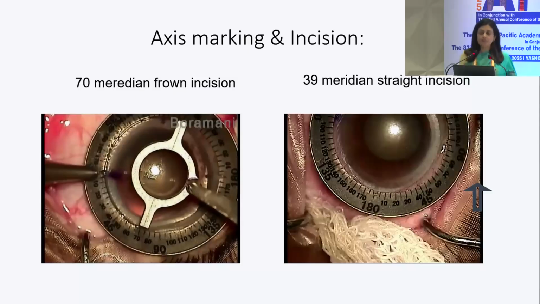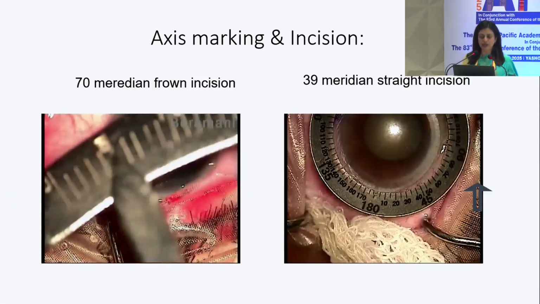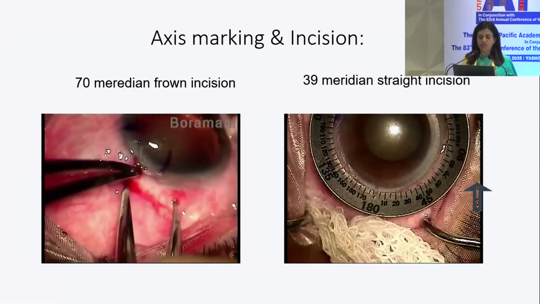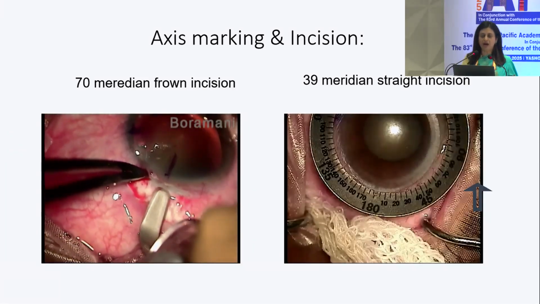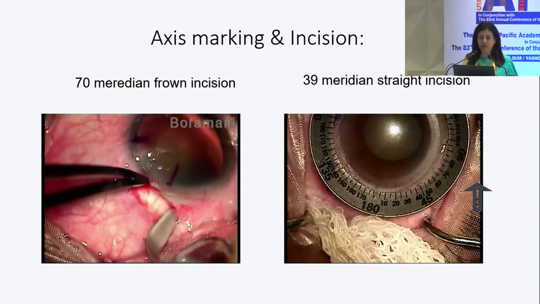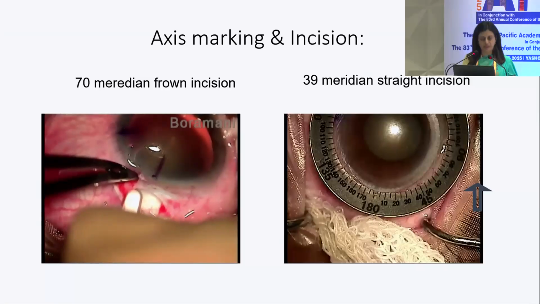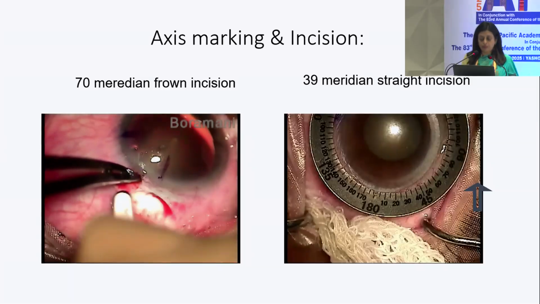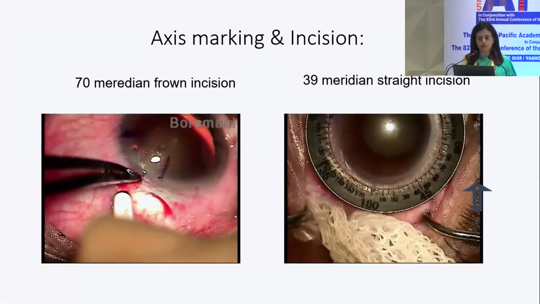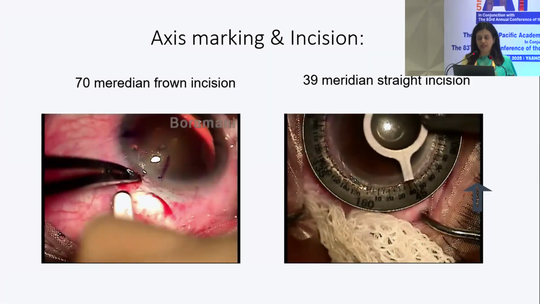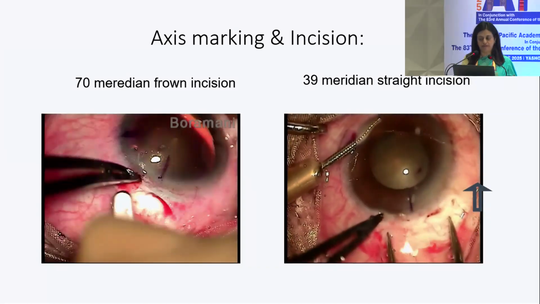The axis reference marking is done when the patient is in a sitting position, and the axis marking is done when the patient is in a lying down position. Here it is important that once you mark your steep meridian, you center your incision on the steep meridian. The other video also shows the 39-degree axis marking, and the straight incision is centered on the steep meridian.